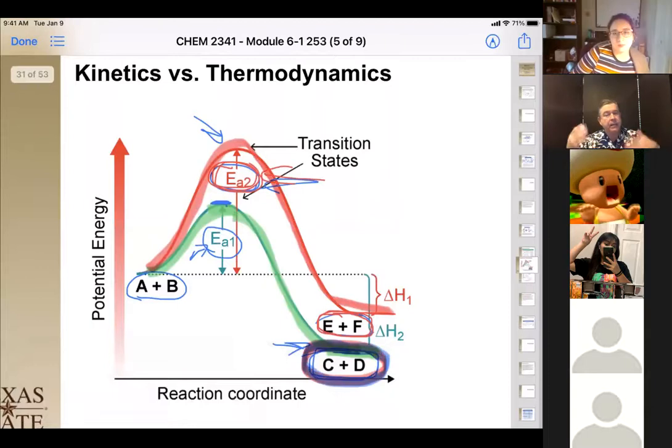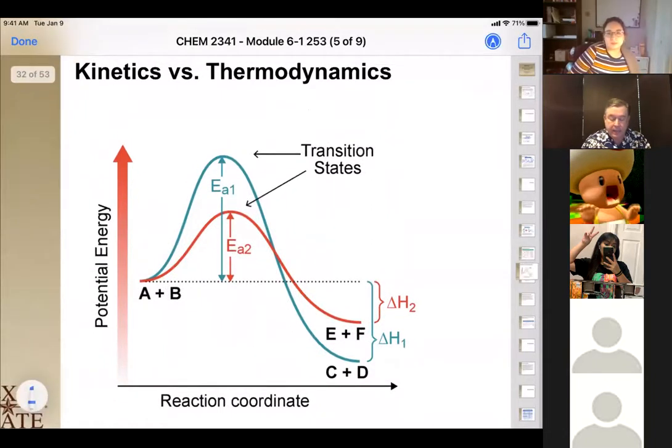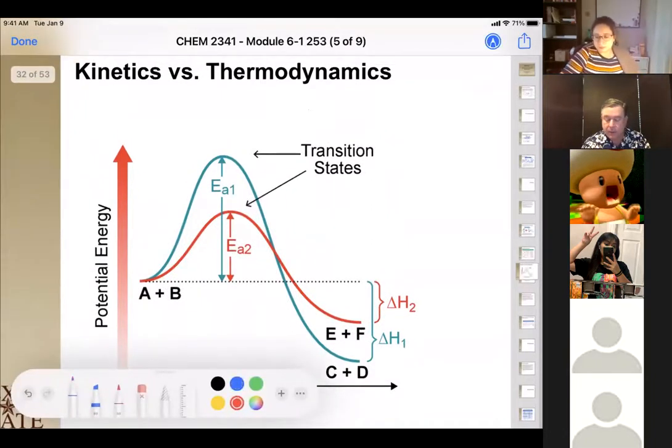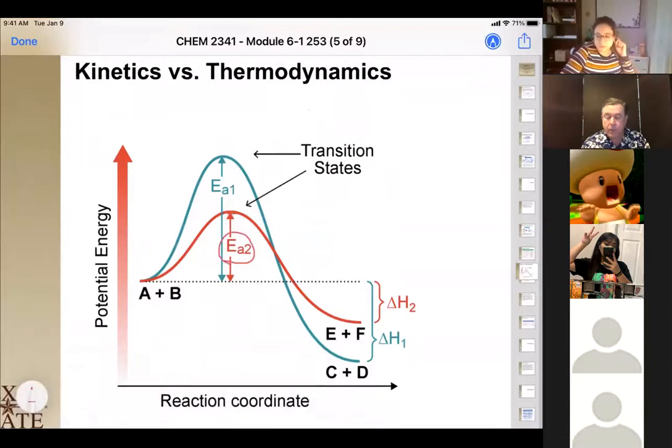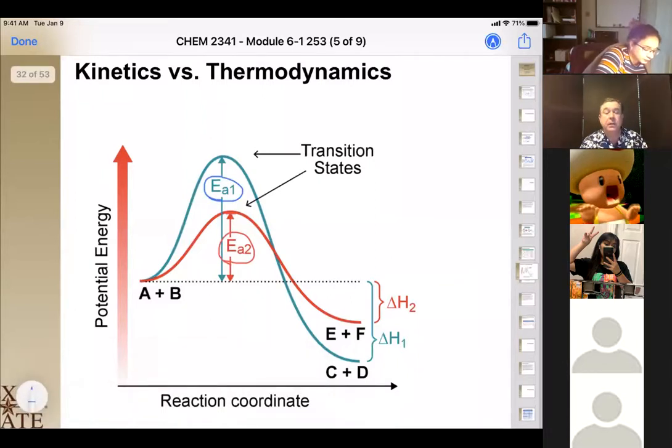So are there times where they can compete? Yes, there is. So let's look at a different set here. And let's look at our red line here. We have our activation energy here that's lower. So that means the red line is our faster reaction. Now, our bluish green line here has a higher activation energy. So that's a different transition state. But the products are more thermodynamically stable because they have a greater change in that delta H.